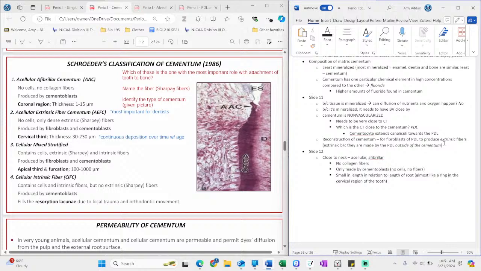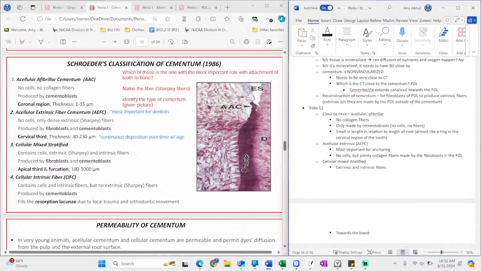The second type is the acellular extrinsic fiber cementum, and this is the most important for the anchoring. No cells, but plenty of collagen fibers made by fibroblasts in the PDL. That's the critical one. Then we have a mix of cellular, which has extrinsic and intrinsic fibers. That's towards the lower half, or the apical half, of the root.